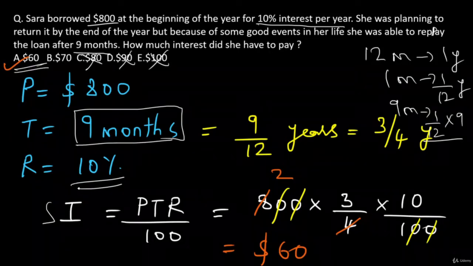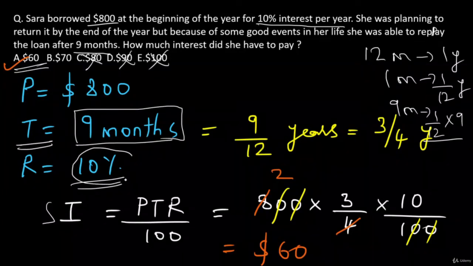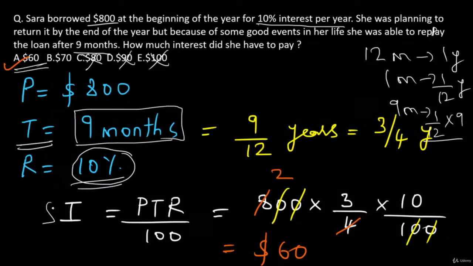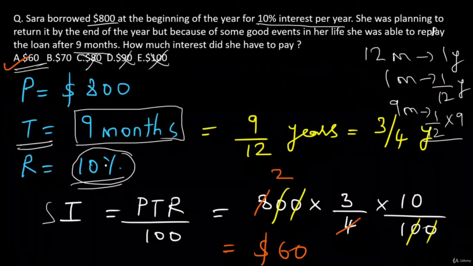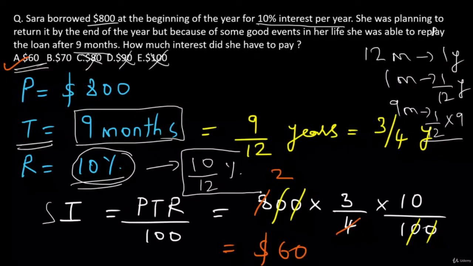Remember, you could also convert the years over here into months. The only thing is that the rate of interest and the time period have to be in the same unit. So over here, let's say you have 9 months as the time period. In that case, you will have to convert the rate of interest into months. So it's 10% for 12 months. So for 1 month, it would be 10 by 12% per month.